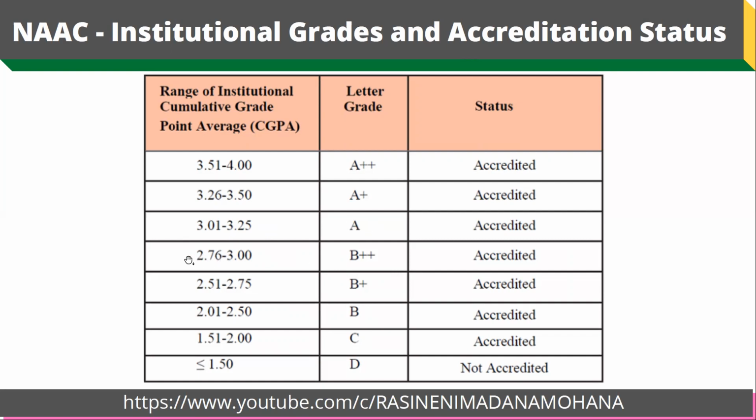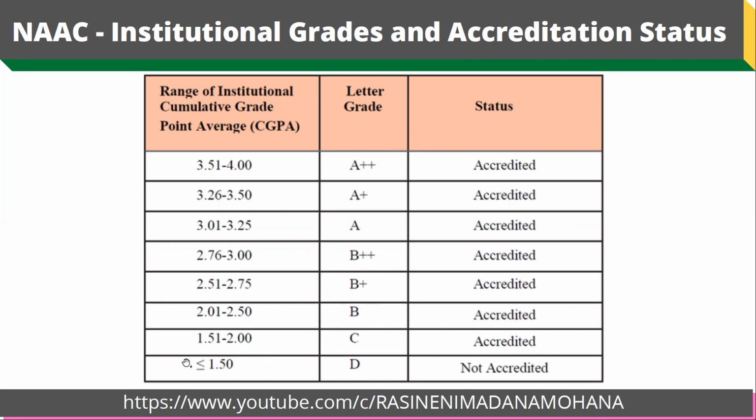If the CGPA is between 2.76 to 3.00, the letter grade is B double plus, status accredited. If the CGPA is between 2.51 to 2.75, the letter grade is B plus, status accredited. If the CGPA is between 2.01 to 2.50, the letter grade is B, status accredited. If the CGPA is between 1.51 to 2.00, the letter grade is C, status accredited.